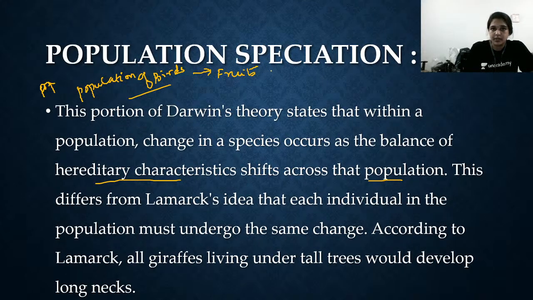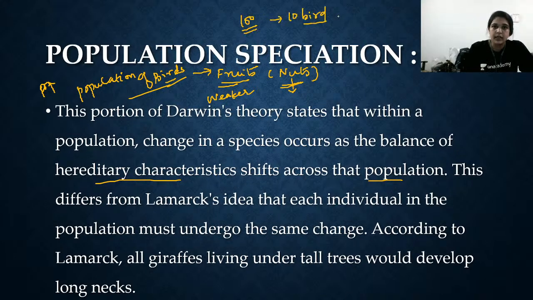Suddenly there is a scarcity of fruits. They had to feed on nuts, dry nuts. So the bird feeding on fruit will have a weaker beak compared to a bird feeding on nuts. So according to Darwin, what happened? In these birds, very few, if there are 100 birds, initially 10 birds started having hard beaks. So the other 90 birds did not get proper food and they died.